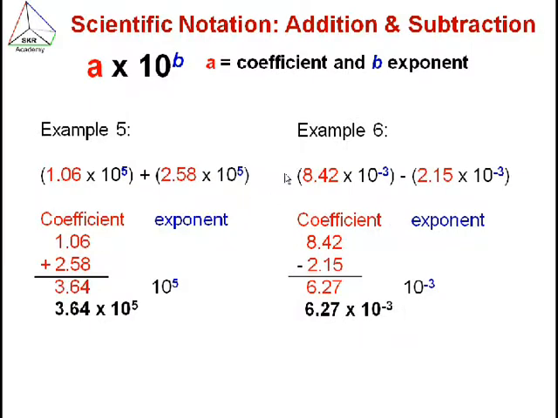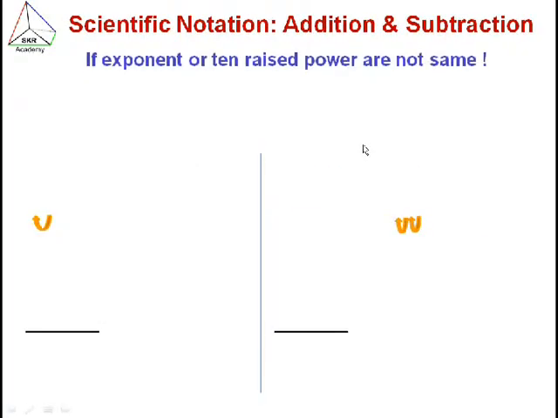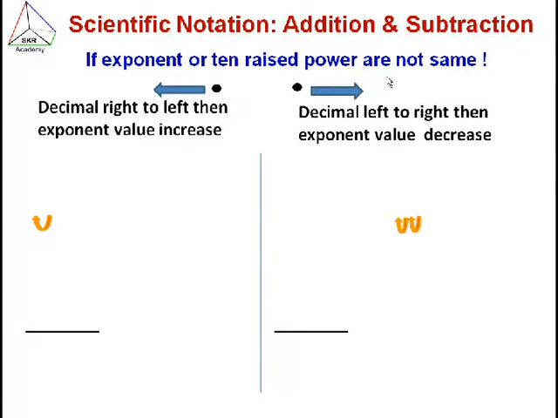So here I have taken two examples where the powers of 10 are the same. Let's see another example where these powers, or exponents, are not the same. Then how will we solve addition or subtraction? We have to keep in mind two rules. If we move the decimal place from right to left, then the exponent value increases, and if we move the decimal point from left to right, then the exponent value decreases, right?